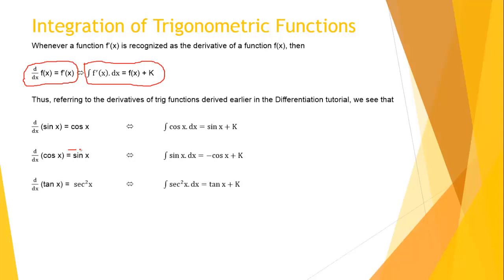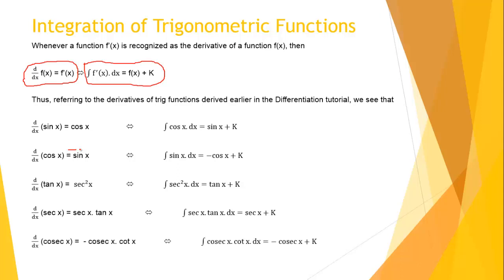Then the differentiation of tan x with respect to x equals sec square x if and only if the integral of sec square x with respect to x equals tan x plus the arbitrary constant. The differentiation of sec x with respect to x equals sec x dot tan x if and only if the integral of sec x dot tan x with respect to x equals sec x plus the arbitrary constant.